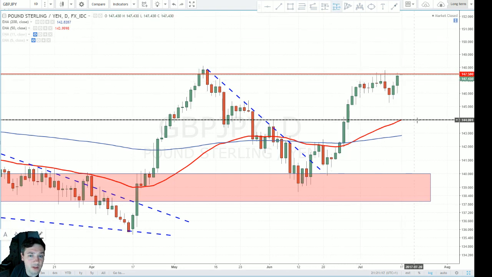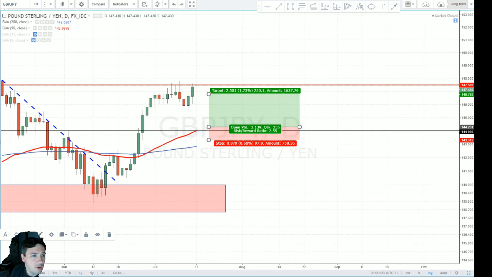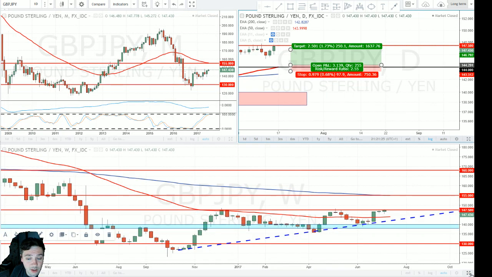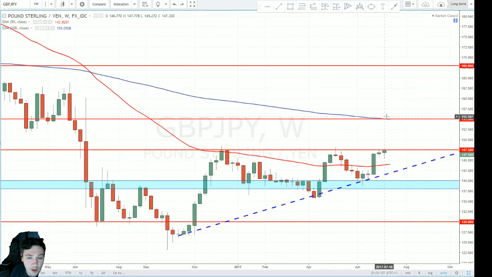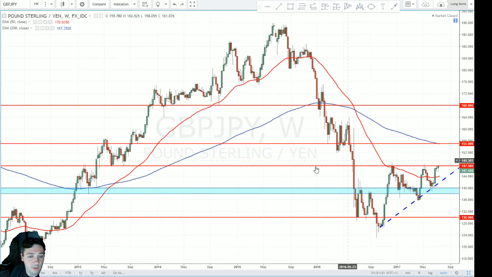Something along the lines like this. Get your entry there, get something like that there, and you can take this to whatever the higher time frames would suggest. So we can go on to there. 155 would definitely be the next key level for me. There's your key level. You've got the weekly 200 EMA, so 155 is the key area there.